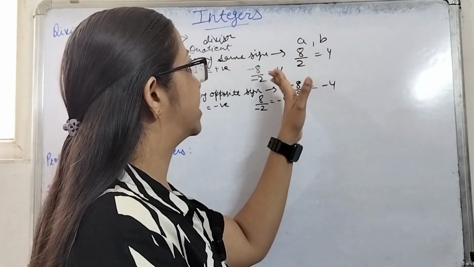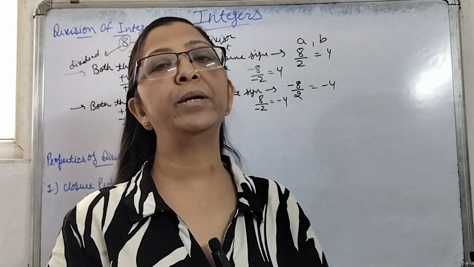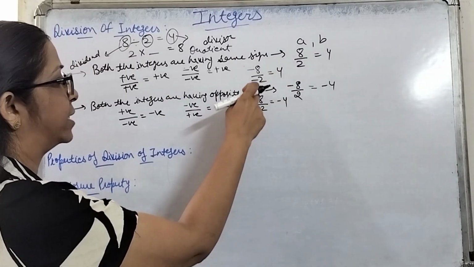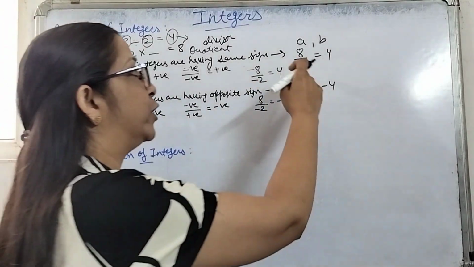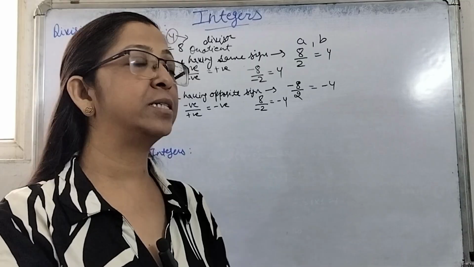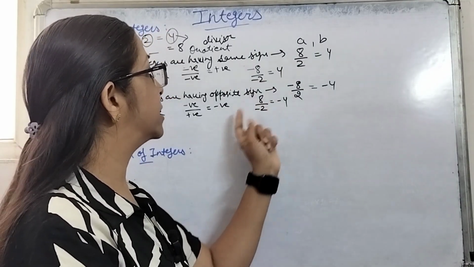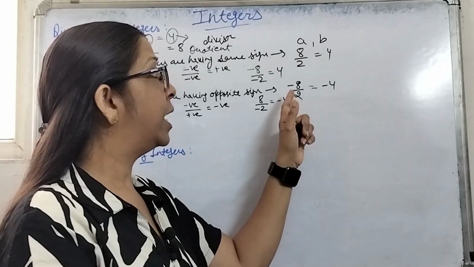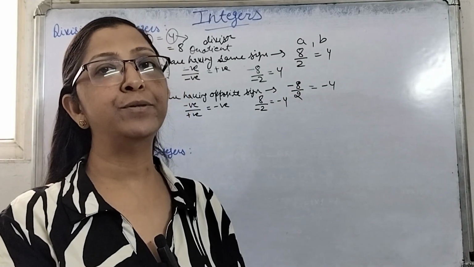If both have the same sign, the quotient will be positive only. And if the dividend and divisor have opposite signs, one positive and the other negative, in both cases the quotient will be negative. Simply, we need to divide the numbers and apply a negative sign.